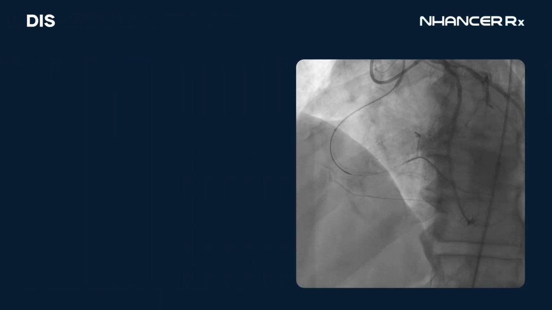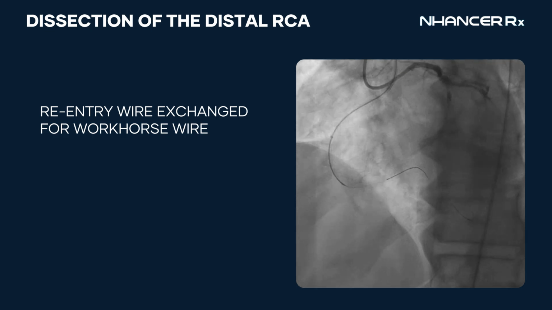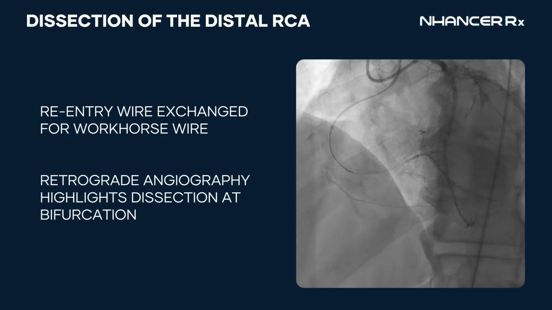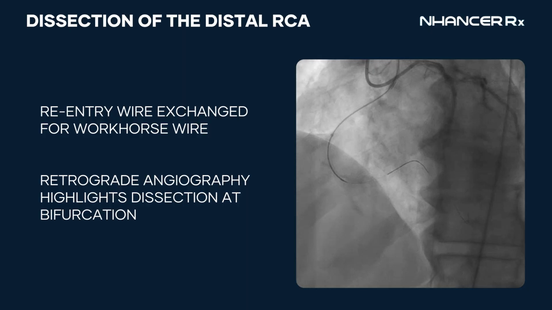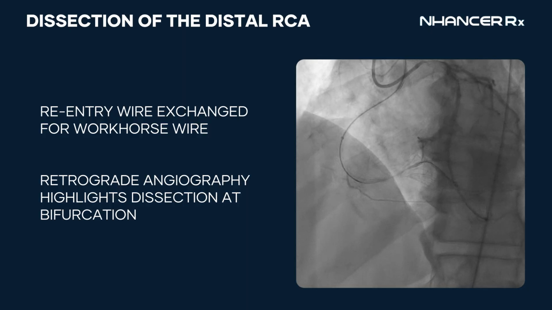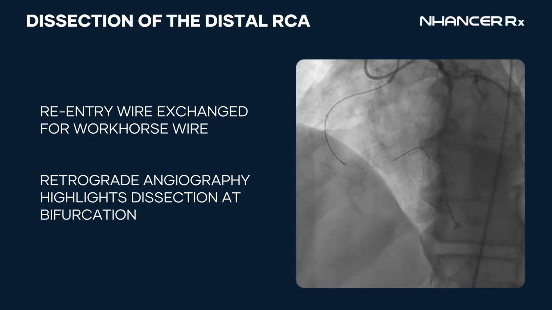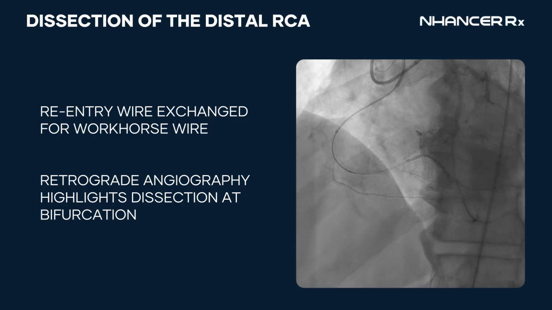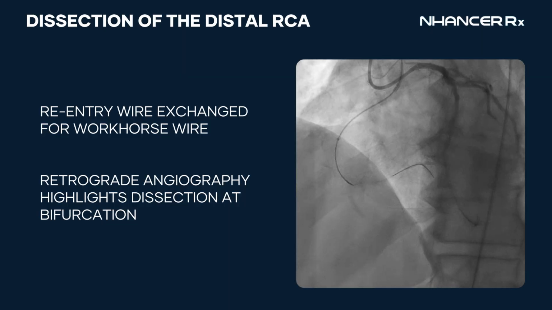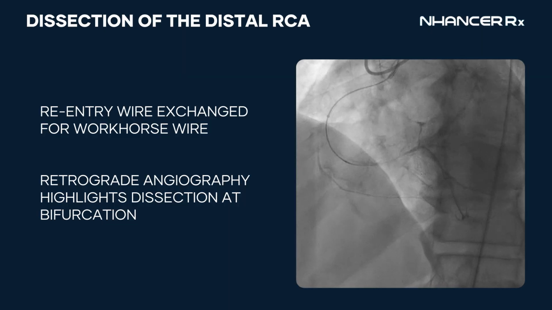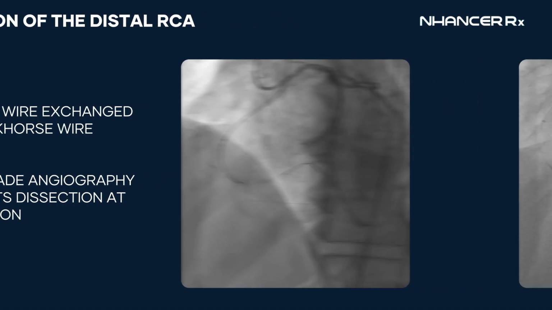This wire was then exchanged for a workhorse wire in the RPL, and retrograde angiography did show that there was potentially some dissection and compromised flow into the RPDA right at that bifurcation. So this isn't just a case where you can wire both branches. There's extensive dissection potentially in that prox to mid RCA now and into the distal segment. And so the two challenges are, one is managing dissection, and two is how to get a wire correctly and safely into the RPDA to protect both branches of the CTO.